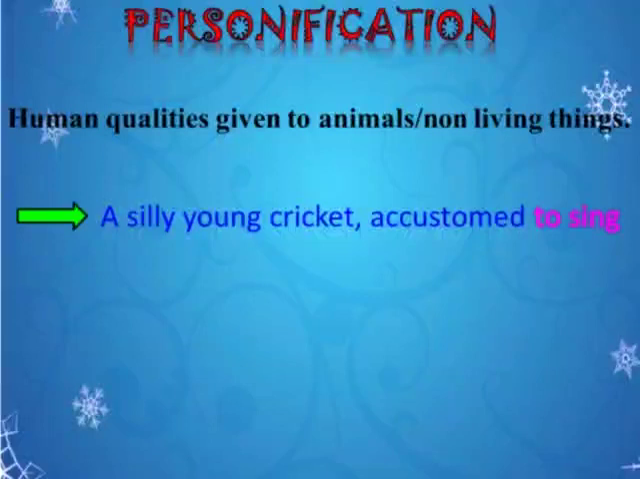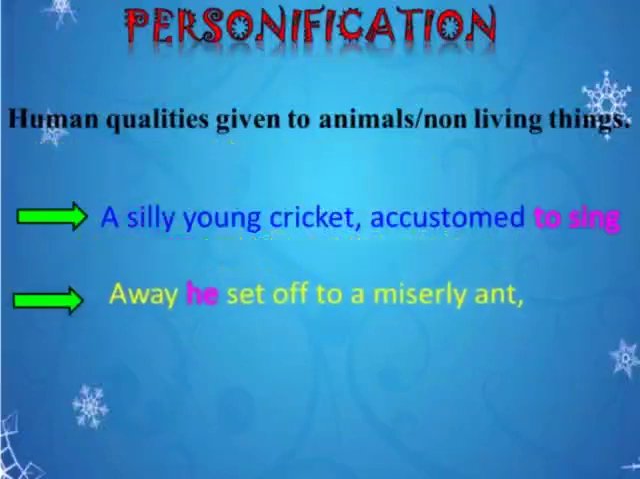So, a silly young cricket accustomed to sing. Who normally sings? We humans sing. Can a cricket sing? No. So here the poet is referring to the cricket with a human action, an action that we humans do. So it is an example of personification.